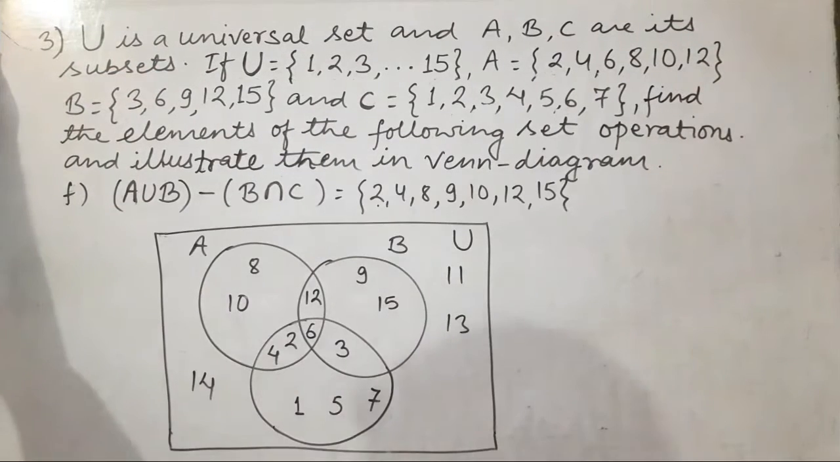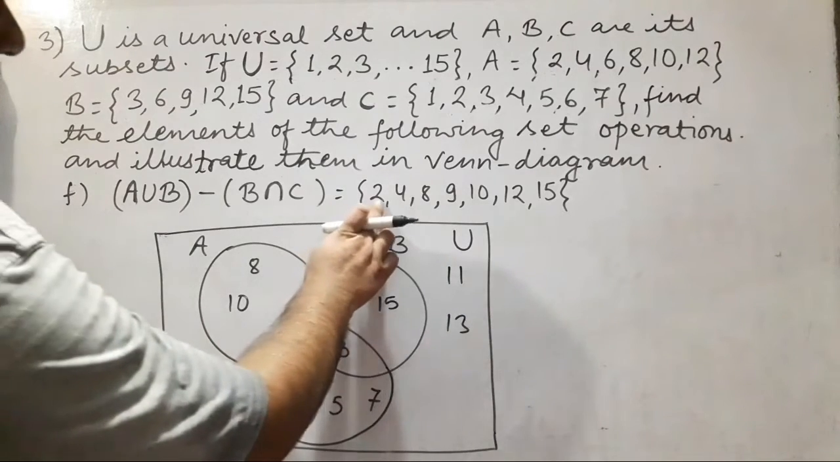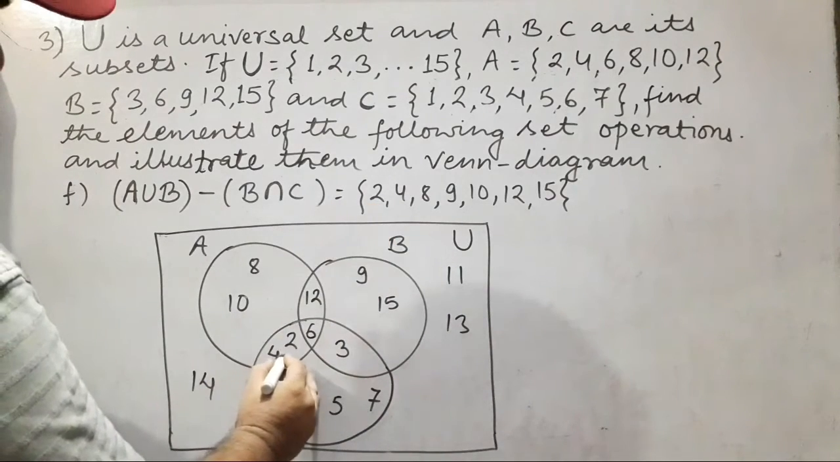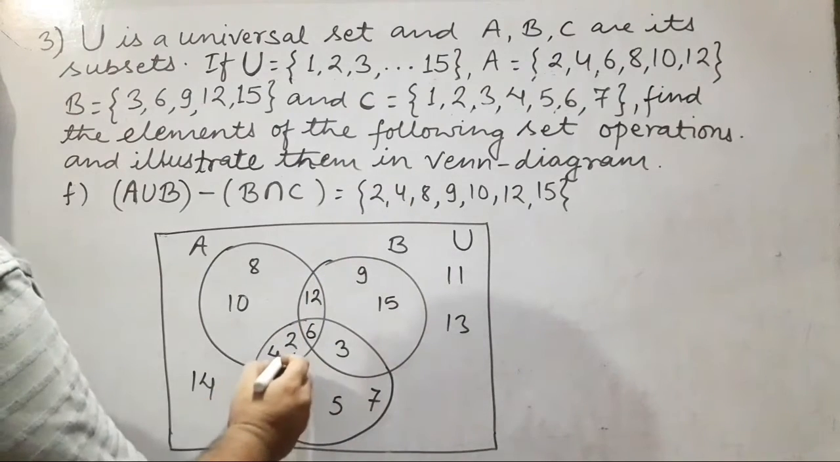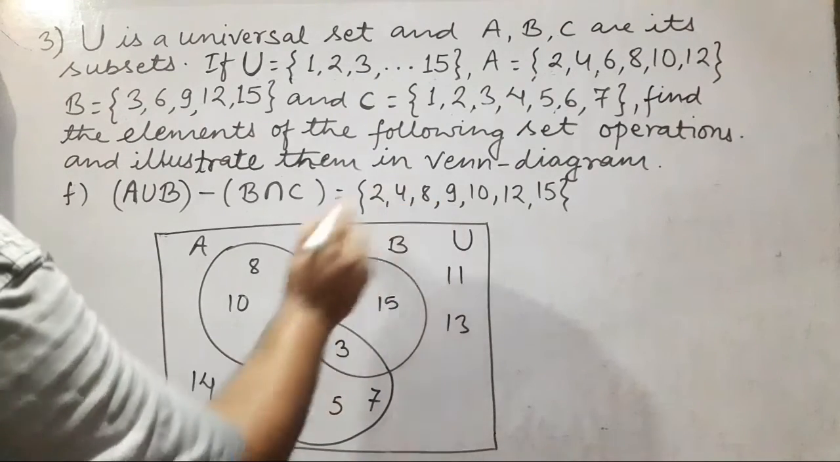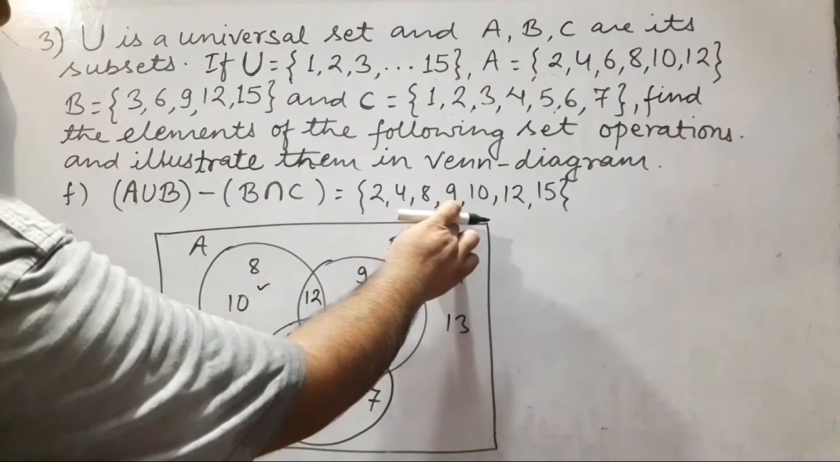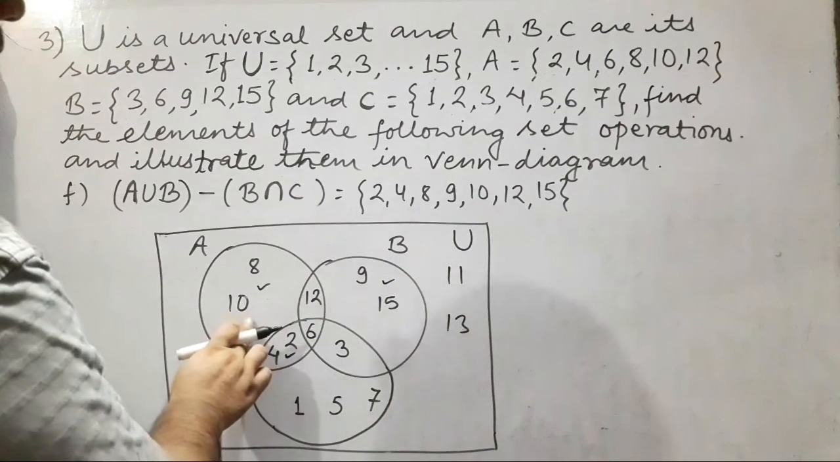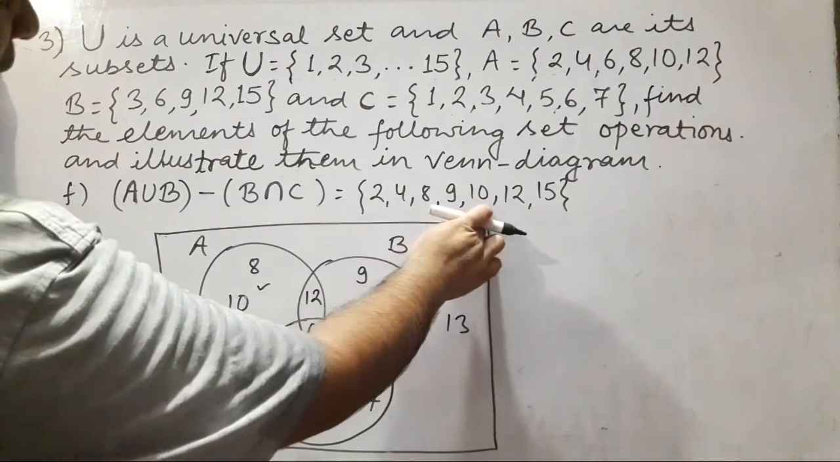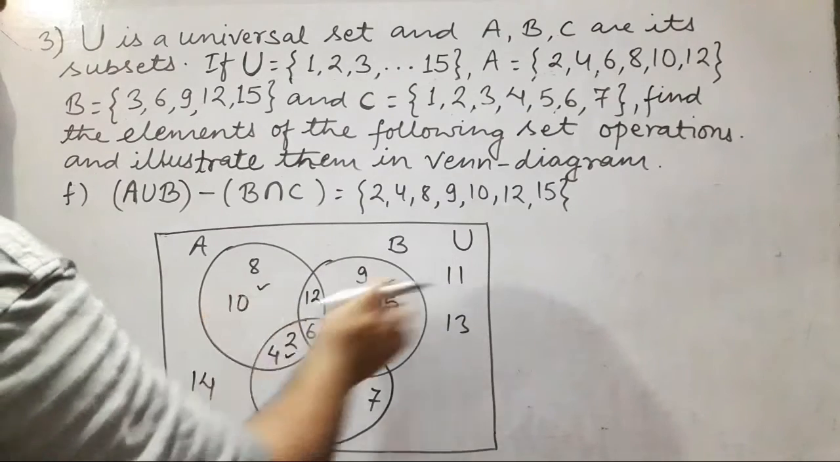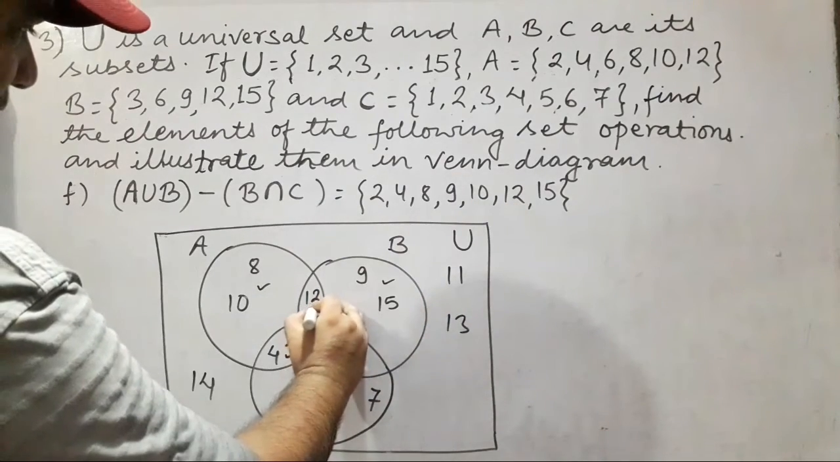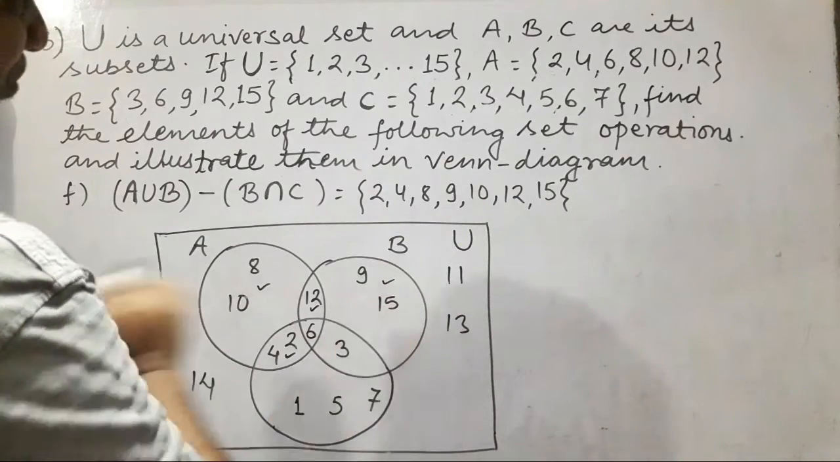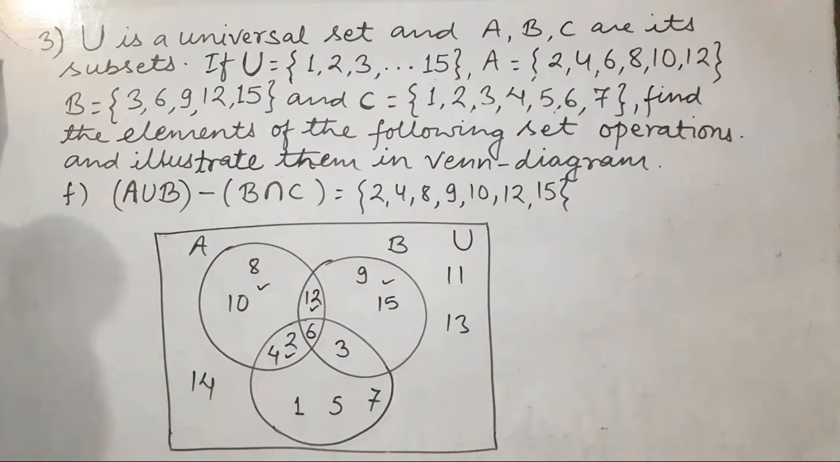Venn diagram. Now let's choose the parts which we shall shade. 2, this part. 4, the same part. 8, this part should be shaded. 9, this part should be shaded. 10, the same part. 12, this part. 15, the same part. Now let's shade the chosen part which we have ticked.